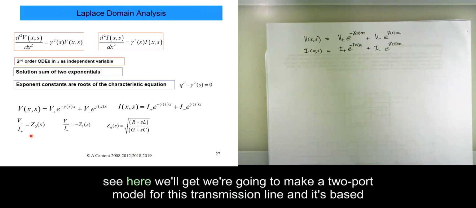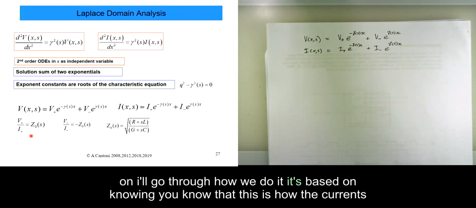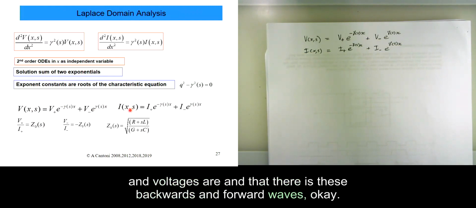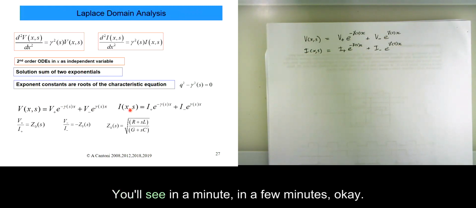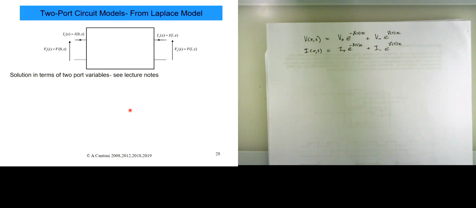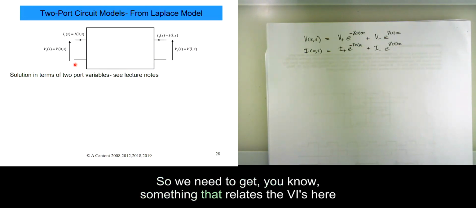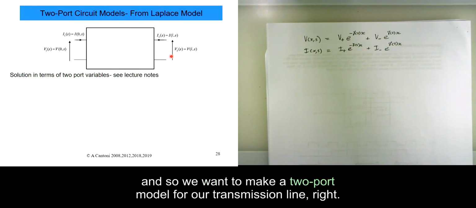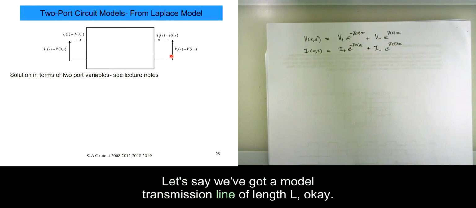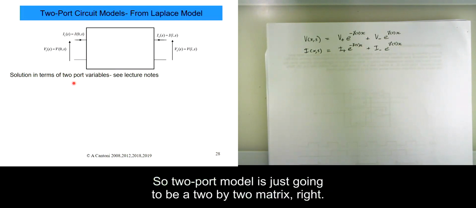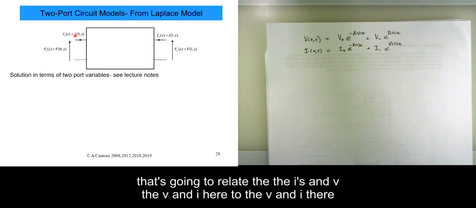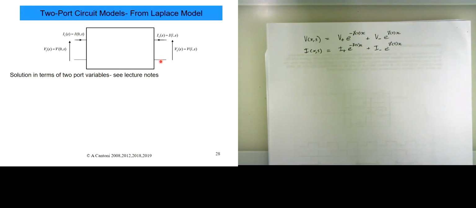You'll see here we're going to make a two-port model for this transmission line. It's based on knowing how the currents and voltages are, and that there are these backward and forward waves. These are transmission parameters, you'll see in a few minutes. We need something that relates the V and I here. We want to make a two-port model for our transmission line of length L. A two-port model is just a 2x2 matrix that relates the V and I here to the V and I there. That's what a two-port model does.